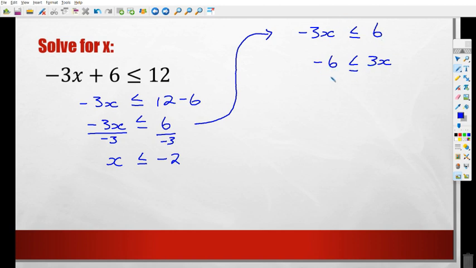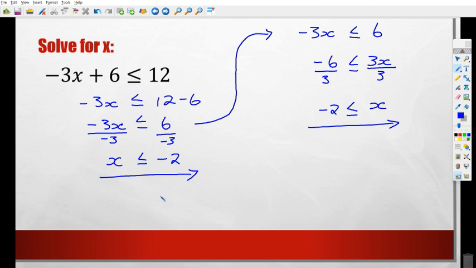Now what can I do to find x? I want you to divide by 3 on both sides. Awesome. And now let's look at this. This is going to be x, and this is going to be -2. But these two answers are different.